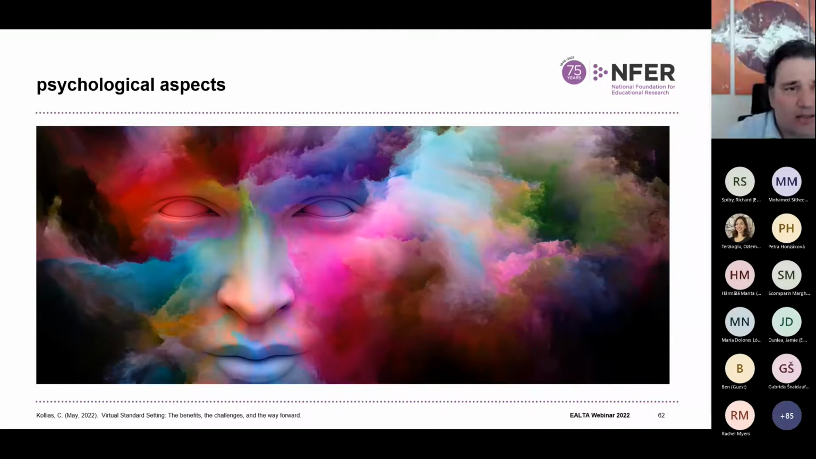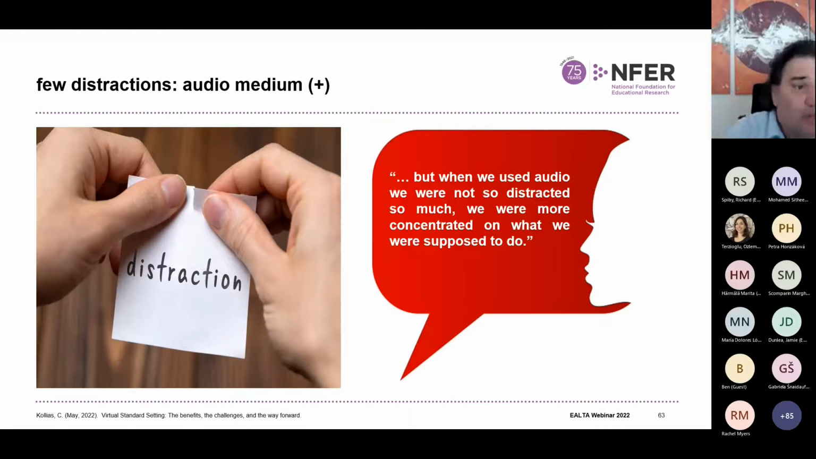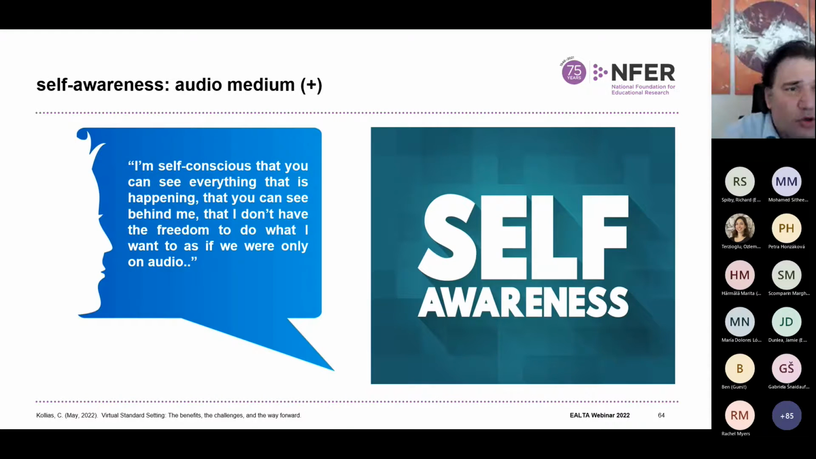For the psychological aspects, people found that in the audio mode, you had fewer distractions. One judge said, when we used audio, we were not so distracted. We were more concentrated on what we were supposed to do, implying that video causes a distraction. Another one in the audio medium, self-awareness was another thing. I'm self-conscious that you can see everything that is happening, that you can see behind me, that I don't have the freedom to do what I want to do, as if we were only on audio.